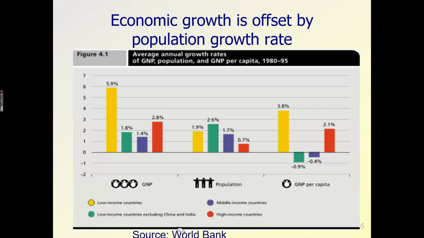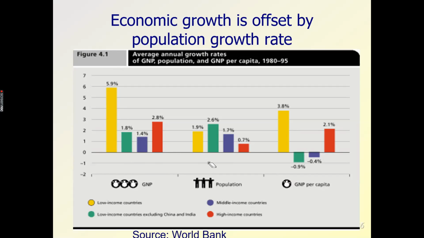Now we see what happens in some countries. Sorry, this is the GNP growth rate of the low-income countries. Remember we said that low-income countries usually have spare resources, so they grow faster compared to high-income countries, 2.8% over time. Middle-income countries grow, in this case that we're looking at here, 1.4% over time, and low-income countries, excluding China. So this is including China. That's why it's growing so fast.